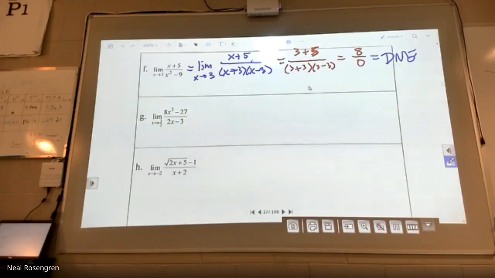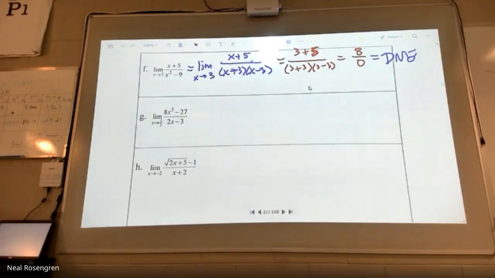And so I tried factoring. Didn't work, but I tried it, right? Never a bad idea. You have to know if you can realize that. Yeah, question.